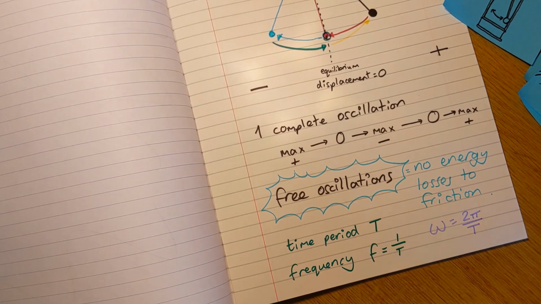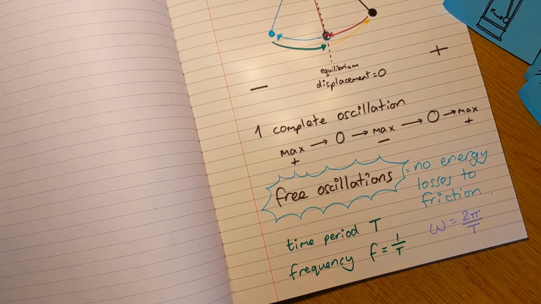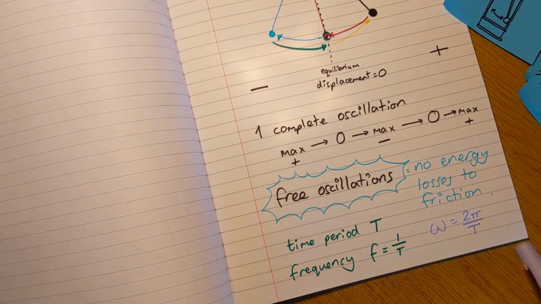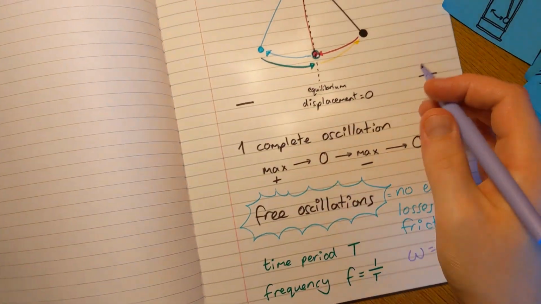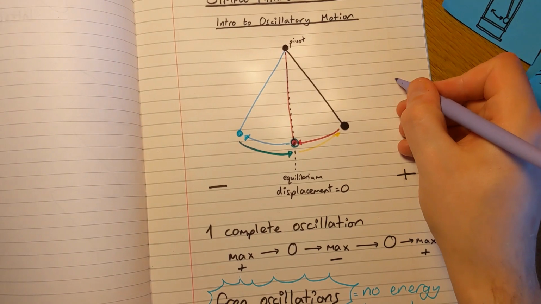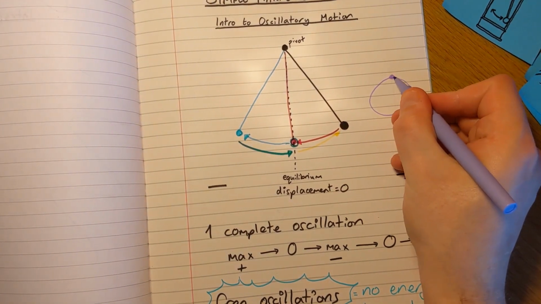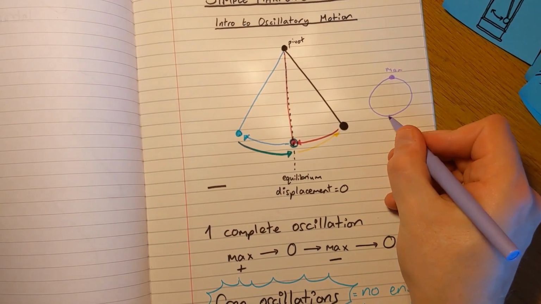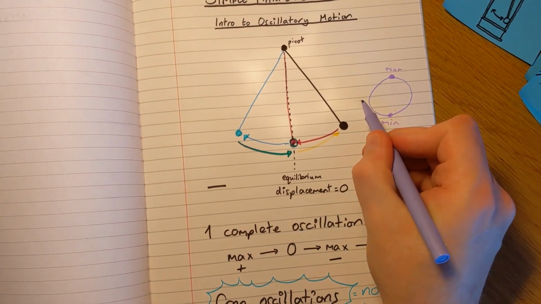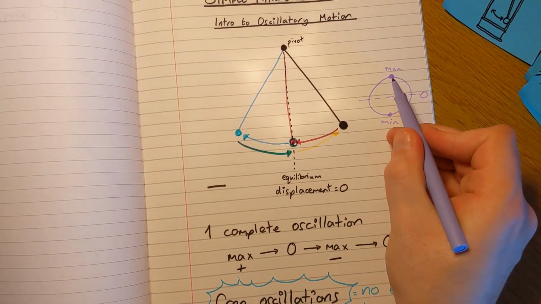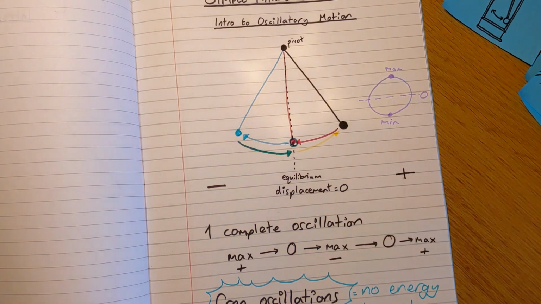If you go through half a cycle, that's pi radians. If you go through a quarter of a circle, that's pi by 2 radians. And it all maps to going around a circle. So this whole journey here, we could also have as part of a circle. If we have our maximum here, minimum here, and 0 here, you can think about it going round in a circle.